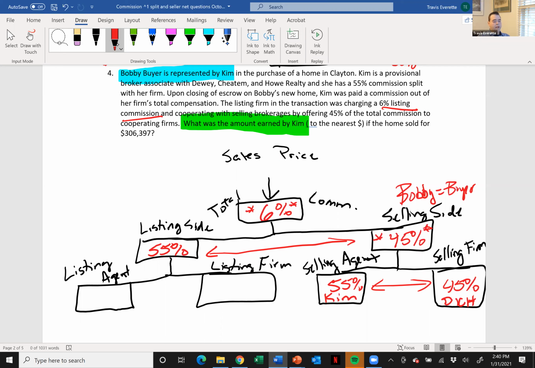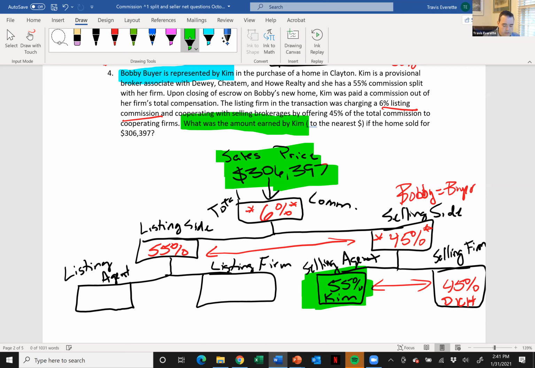What was the amount earned by Kim to the nearest dollar if the home sold for $306,397? So we have a sales price of $306,397. And they want to know how much was Kim paid. So we have to get from here to Kim. Draw the path. Go down. We have to go through that number. When you do the big tree, you follow the whole tree. When you do the little tree, you go straight back to the sales price. But when you do the big tree, you got to follow the whole tree.